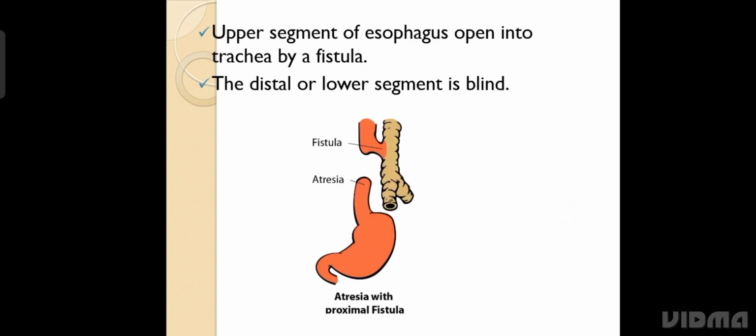Now you can see in this picture, there is fistula formation from the upper segment of the esophagus, but the lower segment of the esophagus is blind. So the upper segment of the esophagus opens into the trachea by a fistula, and the distal or lower segment is blind, and there is also discontinuation. You can see, atresia is present, and tracheoesophageal fistula is also present, but at the upper segment. So this is the second type of classification.